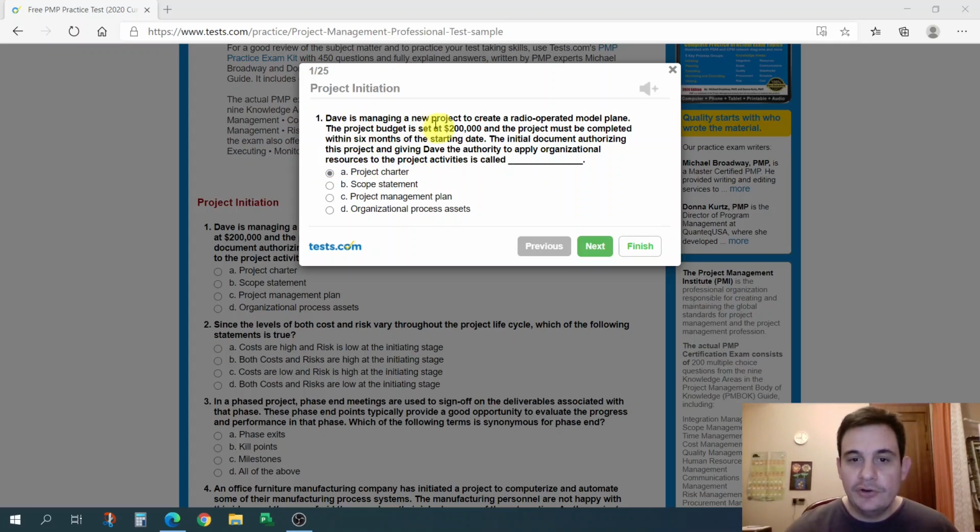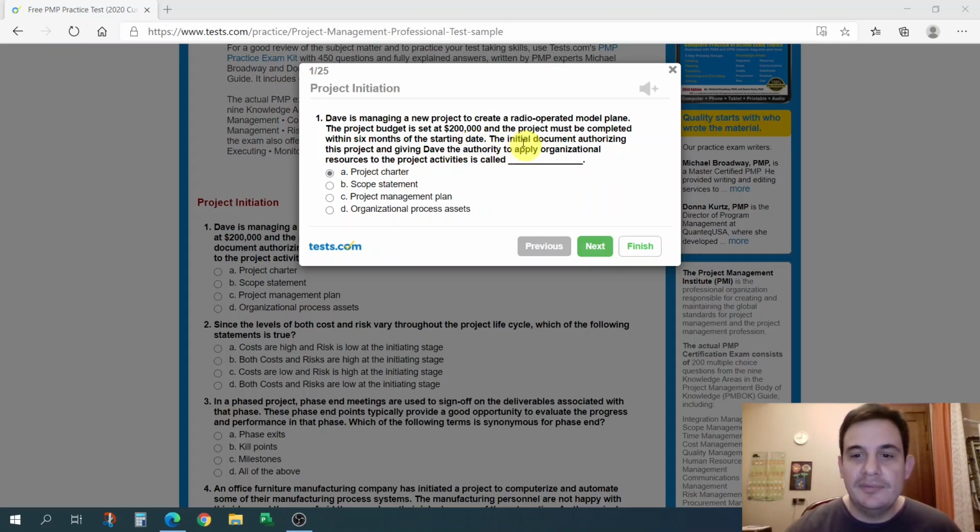Dave is managing a new project to create a radio-operated model plane. Has nothing to do with the answers. The project budget is set at $200,000. Has nothing to do with this question. And the project must be completed within 6 months of the starting date. Has nothing to do with the question.